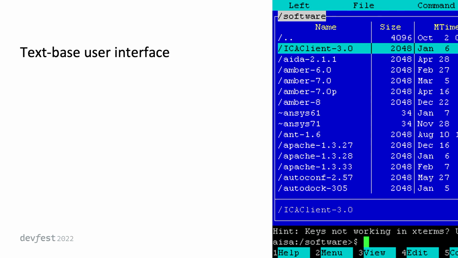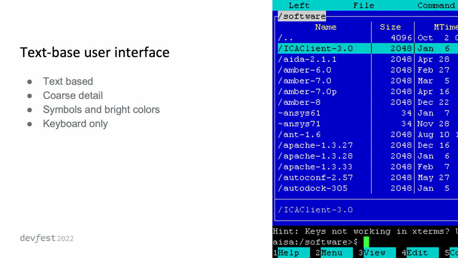Those are all ASCII symbols. So it's text-based. Being text-based, it means it's not with fine detail. Instead, it's coarse. It also relies on symbols and bright colors. And because this is before the mouse was invented, everything was keyboard-based, and people really needed this just to work. So they didn't have that many components. Actually, they had very few components.